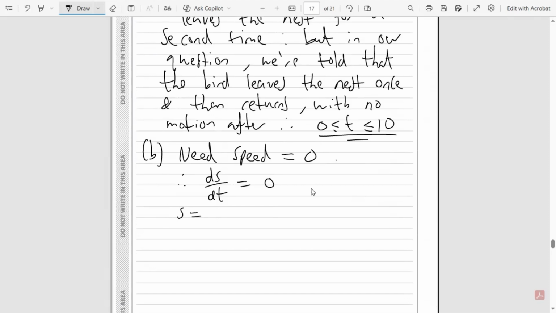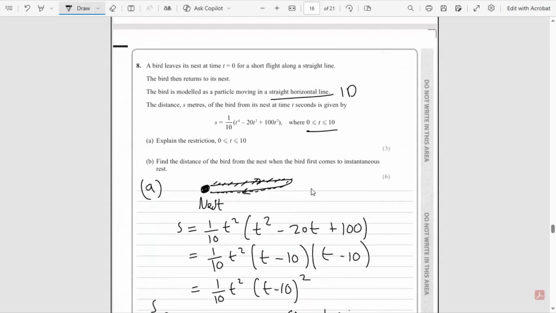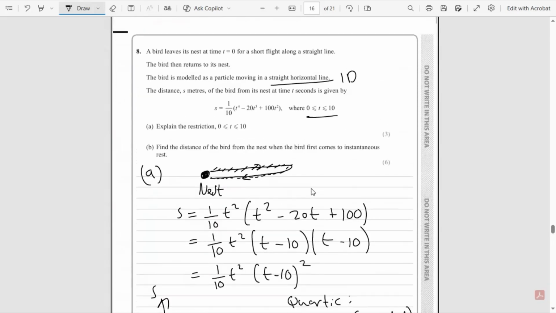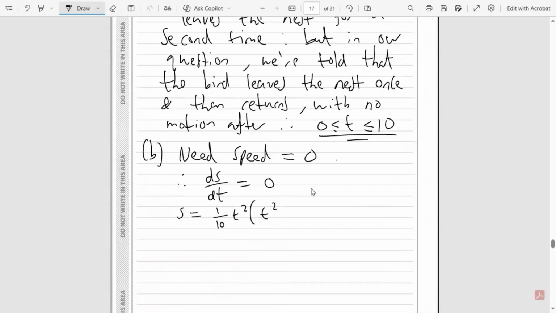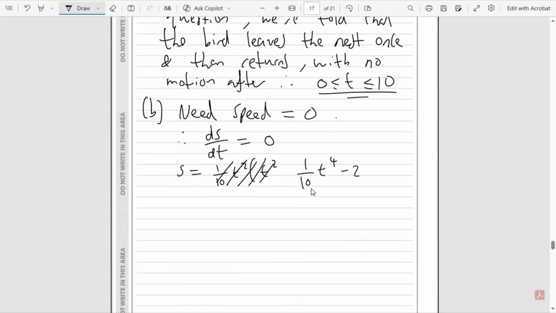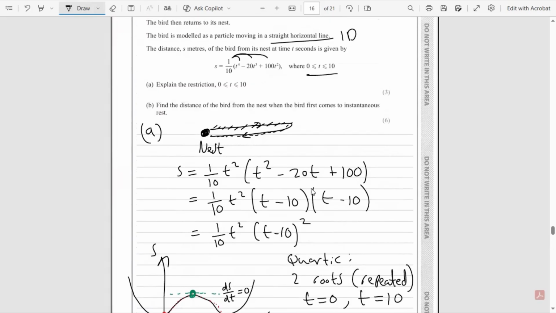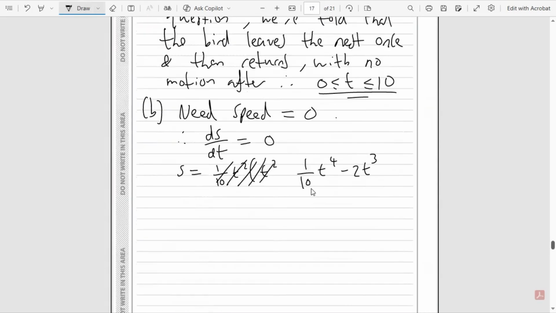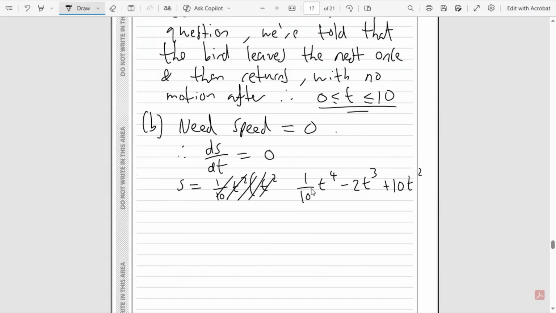Again, we know that the distance from the nest was 1 over 10 t squared, and then t squared, I need to remind myself what it was now, t to the power 4. What I'm going to do is expand the brackets, because it's going to make our differentiation easier. So the distance is equal to 1 over 10 t to the power 4, minus 20 over 10, so minus 2t cubed, and then for the last term, 10t squared, after we expand the brackets.